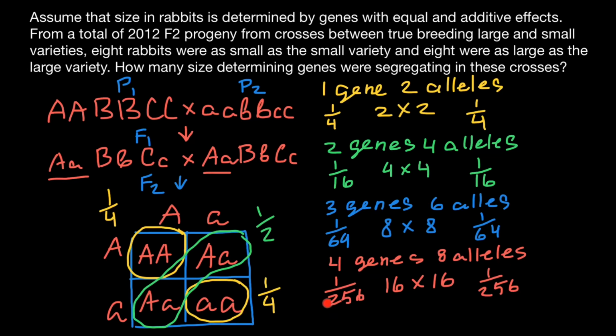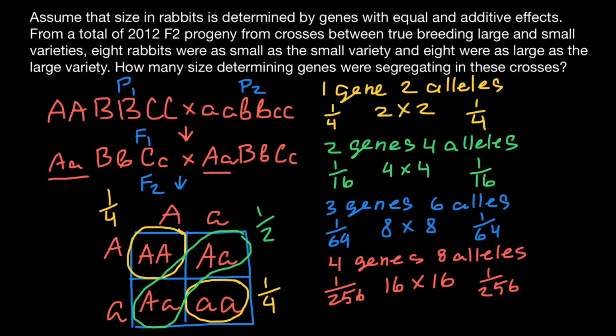Again, extremely large would be about 1 out of 256 animals, and extremely small would be 1 out of 256 animals. And all the rest, 254, would be intermediate between these two extreme phenotypes. So would be intermediates. Now let's return to our problem.